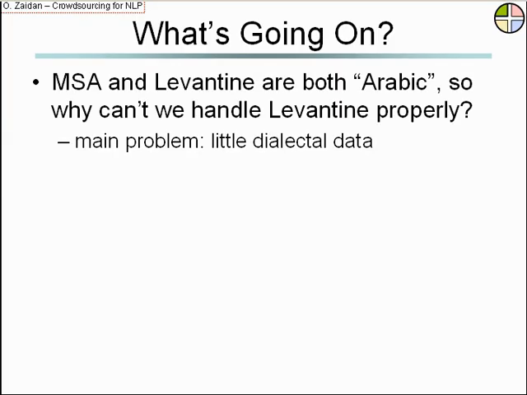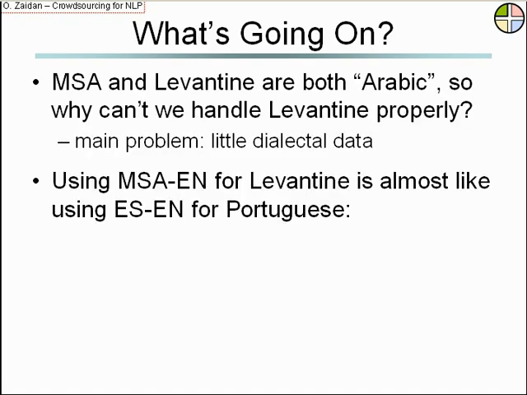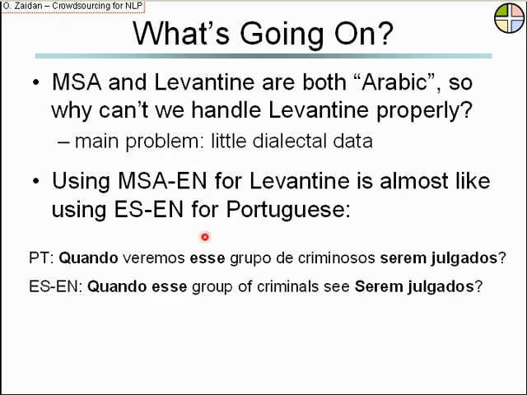I mean, MSA and Levantine, they're both Arabic, right? Why can't the system handle Levantine properly if it does well in MSA? And the main problem is that the system has never seen Levantine before. There is no dialectal data in its training set. And using this MSA to English system to translate Levantine is almost like using a Spanish to English system to translate Portuguese. If you take this Portuguese sentence and plug it into a Spanish to English system, again, you'll see a lot of words not being recognized. And the behavior here is extremely similar to the behavior we saw in the previous slide. So I would say that it's actually just as unreasonable to translate Levantine or dialectal Arabic with a system trained on MSA-only data.